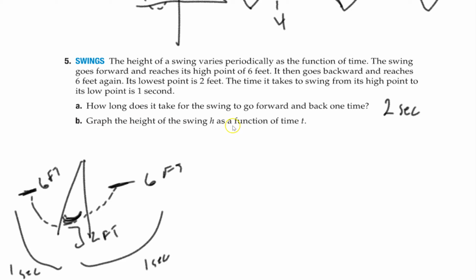Graph the height of the swing as a function of time. So this is interesting. That's why I want to do this one. So let's graph the height as a function of time. So we start off, right? If you're starting from a swing, you start like right here. So at 0 seconds when we start, we're at 2 feet. 1, 2, 3, 4, 5, 6. So this is 6, this is 2. So again, when we start, we're at 2 feet.